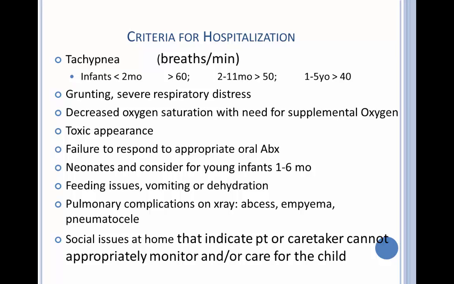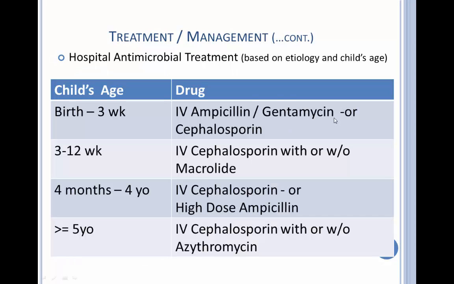So when do you hospitalize the patient, or when should the parents be concerned of complications? If there is severe respiratory distress, remember the vital signs that we discussed earlier. If there is hypoxemia, if there is any toxic appearance of the child, any failure to respond to the antibiotic after more than 72 hours, if there are any feeding issues or signs of dehydration. Again, this is the guideline.